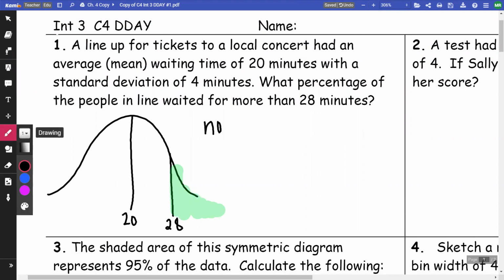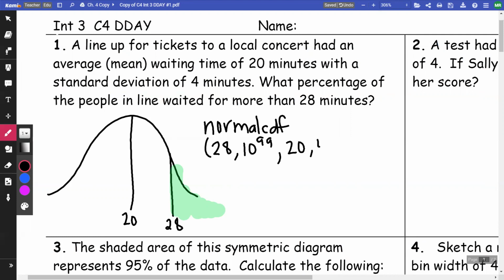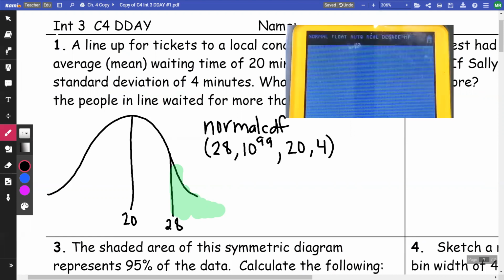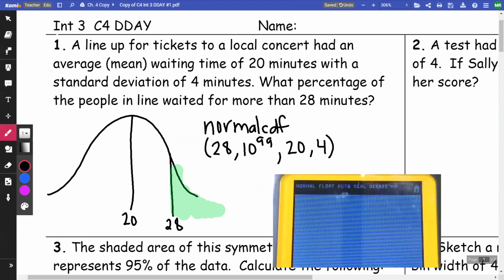So I am going to do a normal CDF. And I'm going to put in the lower bound first, which is 28, the upper bound, which is infinity, because I want to keep going forever and ever and trying to find that area that I shaded. And then my mean is a 20 and my standard deviation is a 4. And I'm going to put this into my calculator.